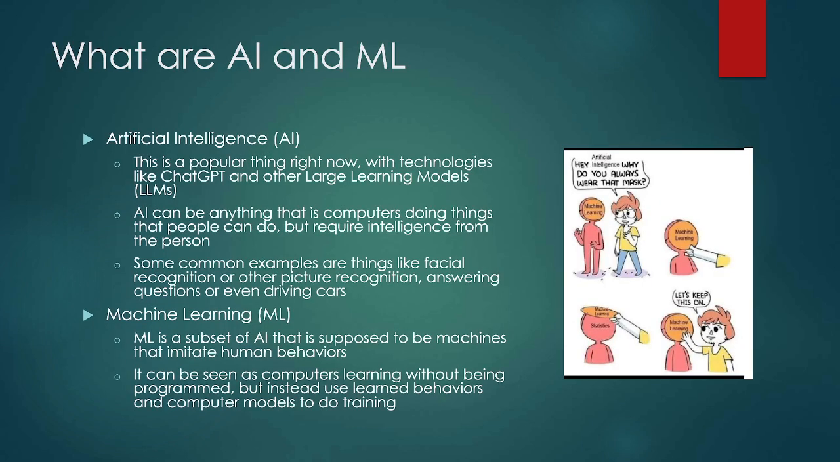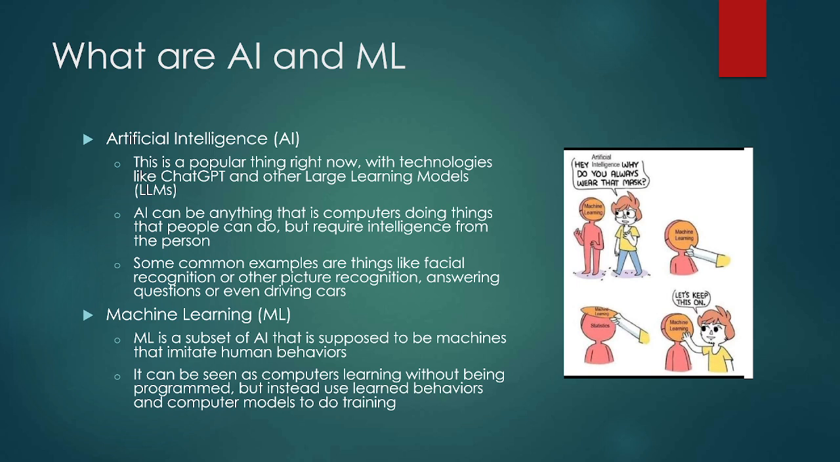Okay. AI and ML. So AI is artificial intelligence. ML is machine learning. Artificial intelligence is really popular right now. Most of you have probably already heard about things like ChatGPT and other large language models, LLMs. AI can be anything that is computers doing things that a person can do, but would require intelligence from the person. Some common examples are things like facial recognition, picture recognition, answering questions, or even driving cars.